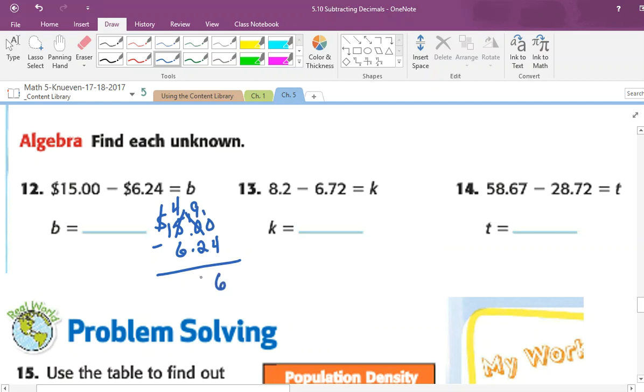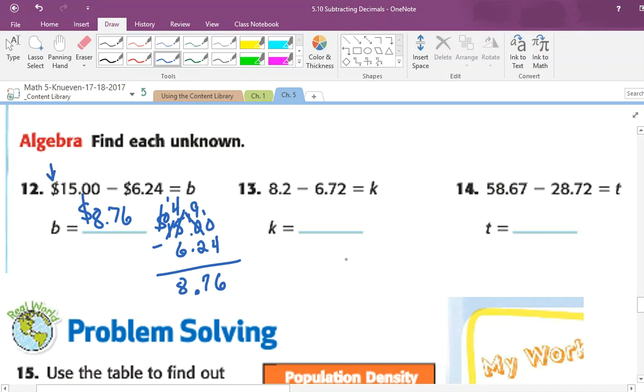2 from 9, I get 7. I bring down my decimal point. 6 from 4 I can't do, so I borrow. Now that becomes a 0, and this is now 14. So 14 minus 6 is 8. So 8.76, but you have to have the dollar sign. Since we were initially talking about money, we need to make sure we add in that label.